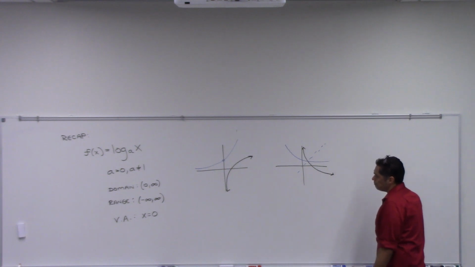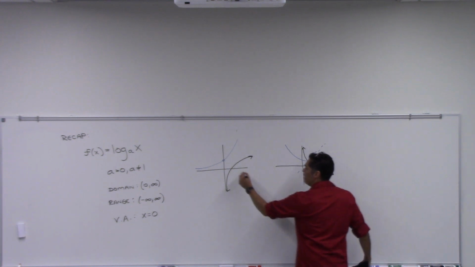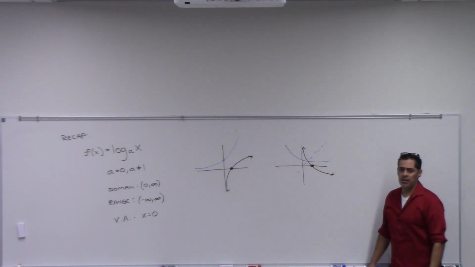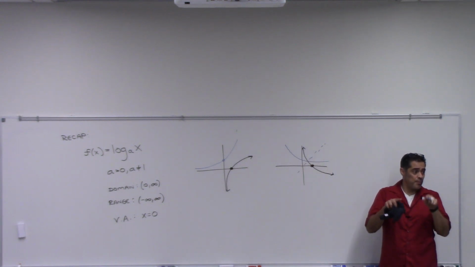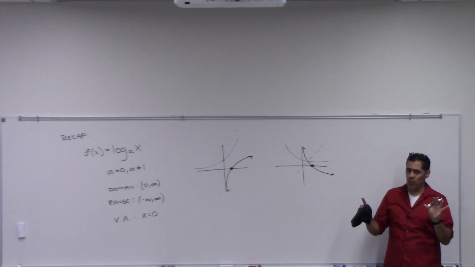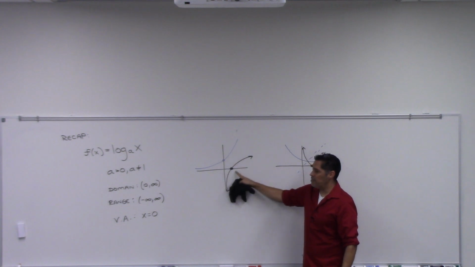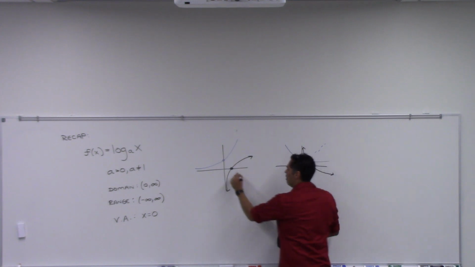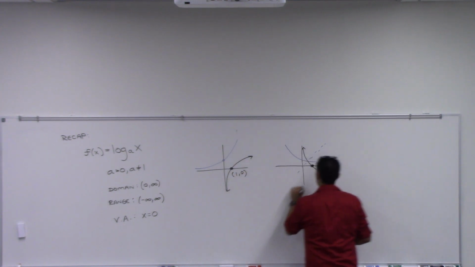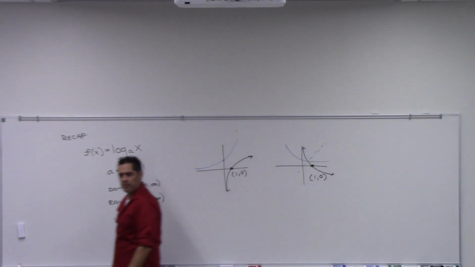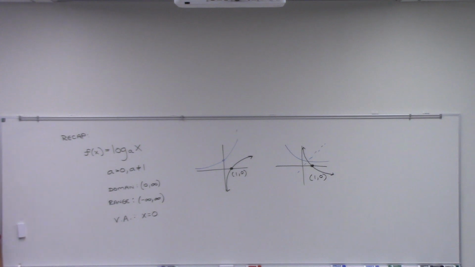What else? Domain. This point right here and this point right here must exist on both of these. Do you remember with exponential functions, there was a point that was on all of them, no matter what? What was the point here? 0, 1, right? So this one is going to be 1, 0. Every basic logarithmic function will have the point 1, 0 on it.